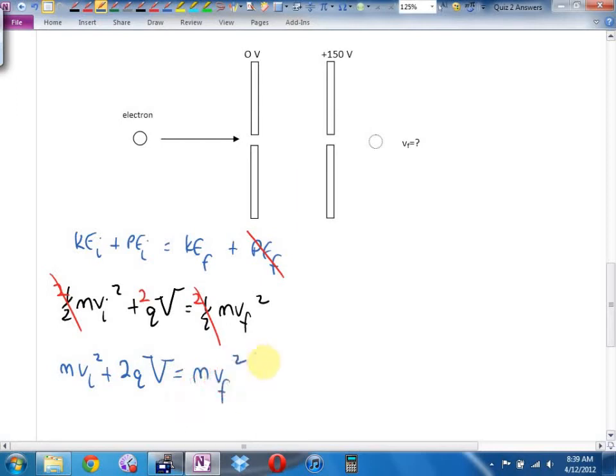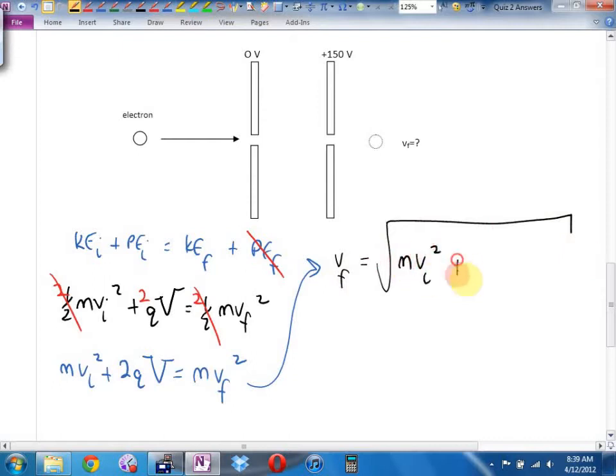Now you don't have to. This is right on my borderline, Nicole, of will I get the v by itself or not? I would have no problem if you just started crunching numbers and then divided your answer by a half, divided by the mass of an electron, and square rooted. This is about as much work as I want to do to try and get a letter by itself. But since I've come this far, I think v final is going to be the square root of mv initial squared plus 2qv, divided by m. Is that right, Mitchell? Excellent.